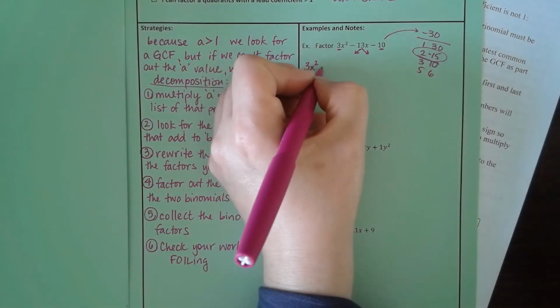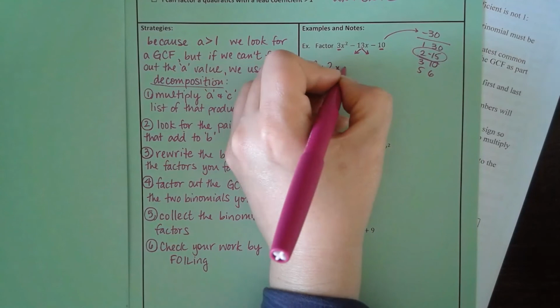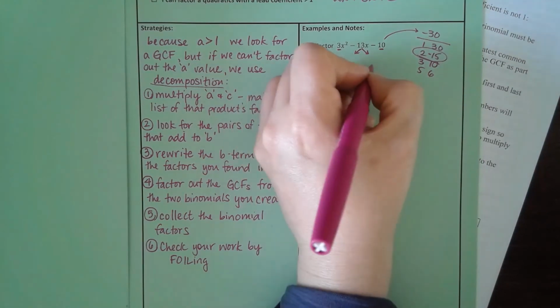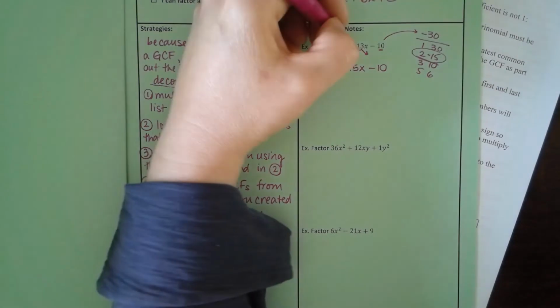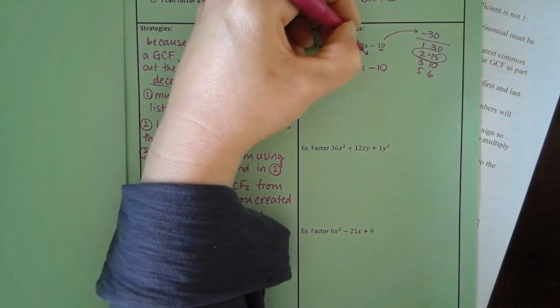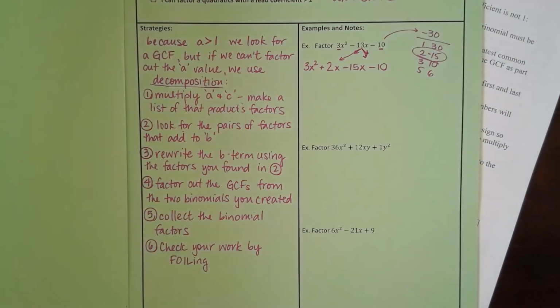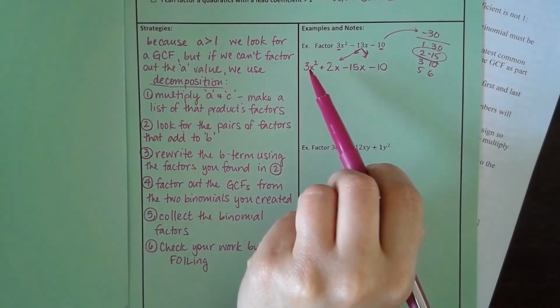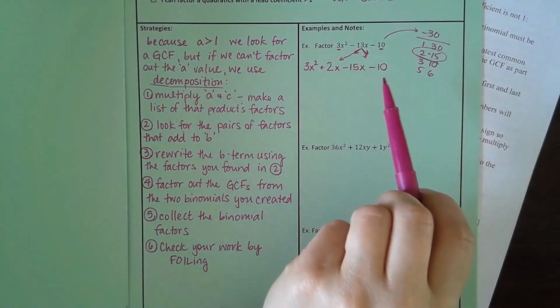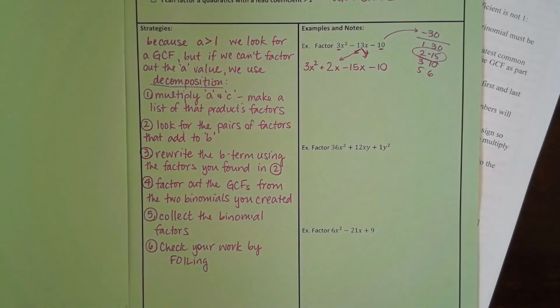With our plus 2 first, 2x minus 15x minus 10. Okay, so do you see what we did? I took my minus 13, and instead of calling it minus 13, I said, well, it's a plus 2 and a minus 15. So I kept the value of it the same. I'm just writing it in a different form. So I took my trinomial, and I turned it into a polynomial that has 1, 2, 3, 4 terms. Okay, so that's step 3.